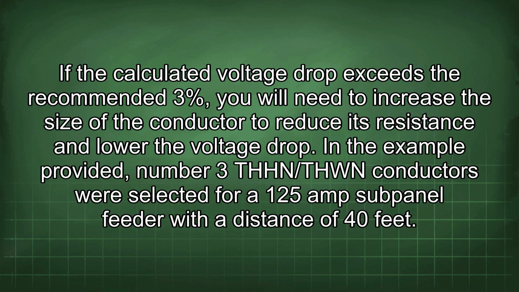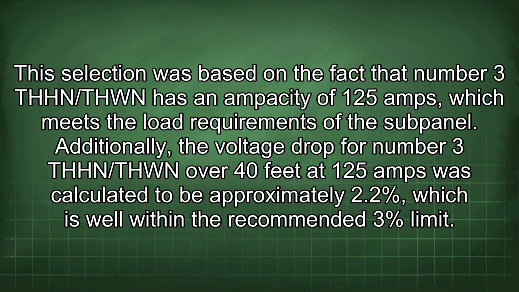In the example provided, number 3 THHN/THWN conductors were selected for a 125 amp subpanel feeder with a distance of 40 feet. This selection was based on the fact that number 3 THHN/THWN has an ampacity of 125 amps, which meets the load requirements of the subpanel. Additionally, the voltage drop for number 3 THHN/THWN over 40 feet at 125 amps was calculated to be approximately 2.2%, which is well within the recommended 3% limit.